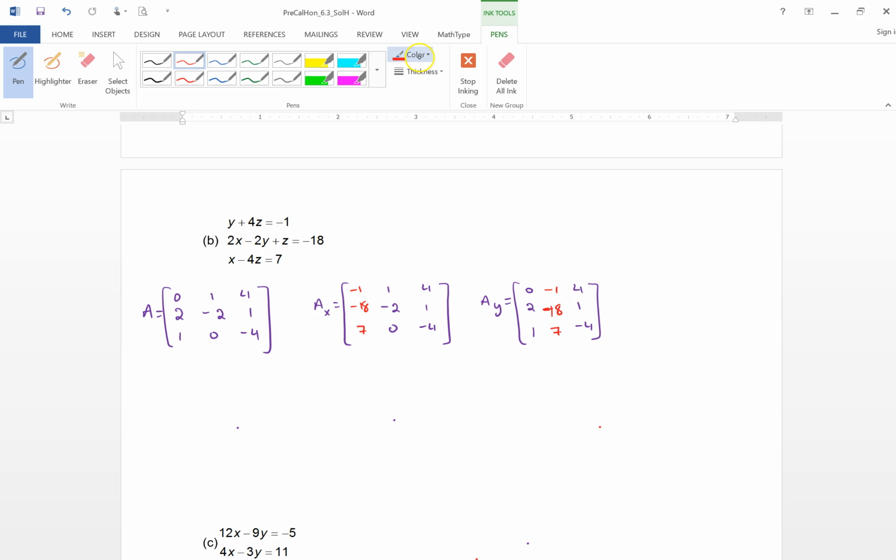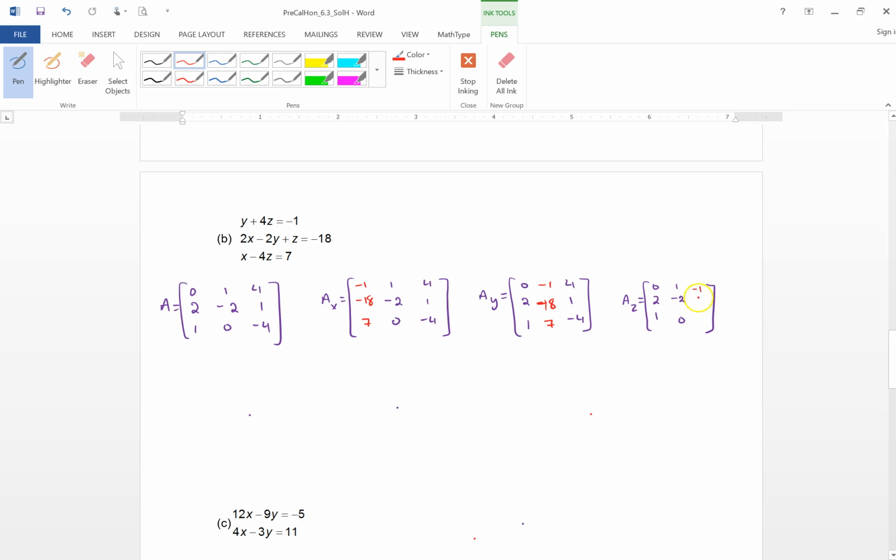And then we have AZ. It's going to be 0, 2, 1 for the first column, 1, negative 2, 0 for the second column, and it's the third column that changes to negative 1, negative 18, 7. Okay, so now we're going to have to find the determinants of all three of these matrices.